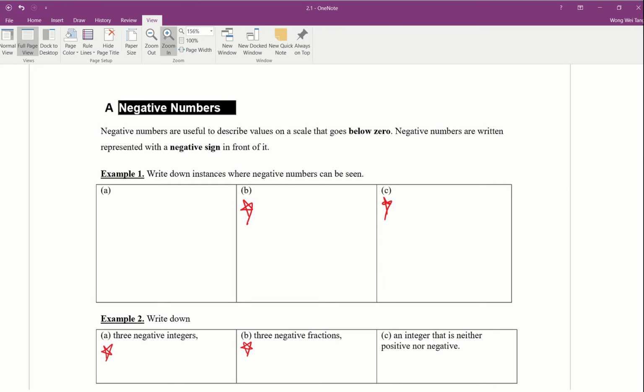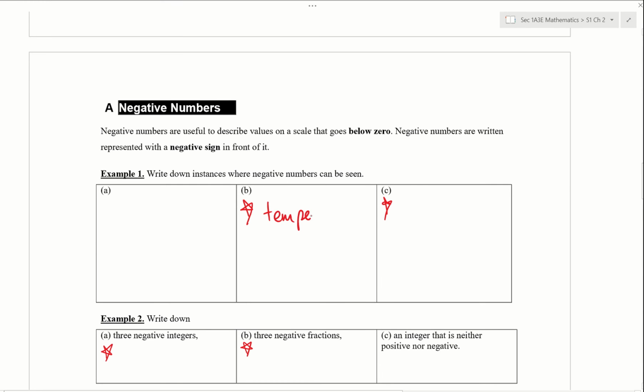Temperature. Temperature, right? Okay, we see it in temperature. For example, -17 degrees Celsius. Wow, very cool. Okay, where else do we see negative numbers? Besides money, temperature, where else?